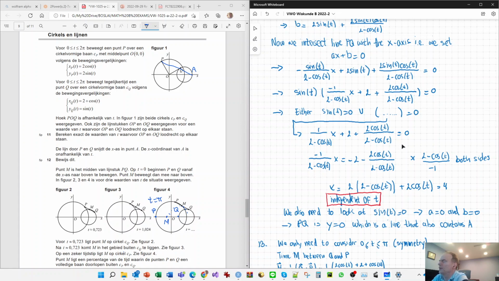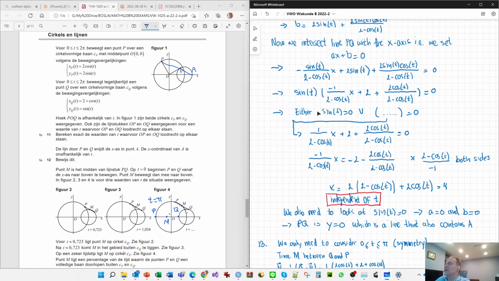I'm sorry, not. No, you just can evaluate this. You get 2 times 2 is 4, minus 2 cosine t, plus 2 cosine t, so they drop, and you get 4. So it means that it's independent of t. Surprising.